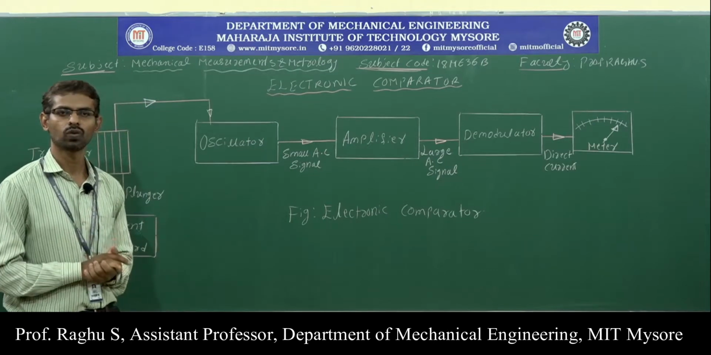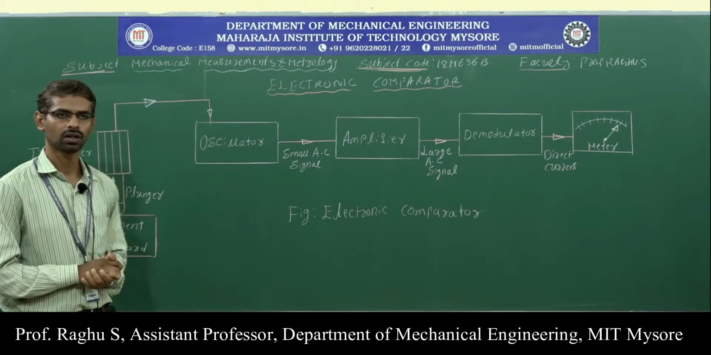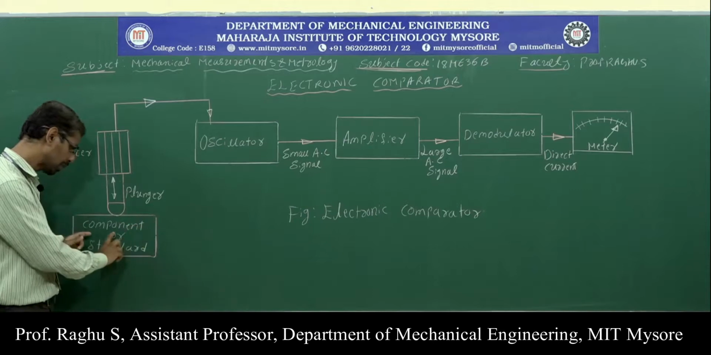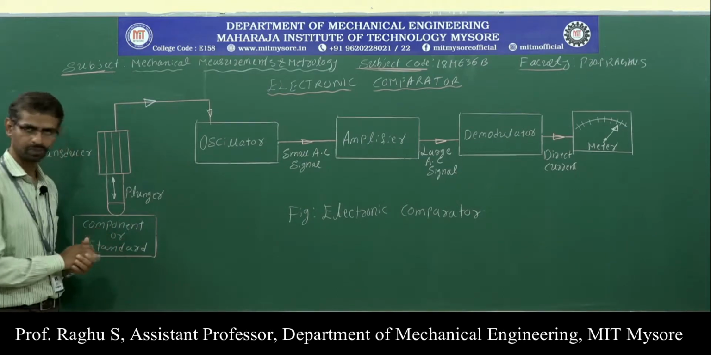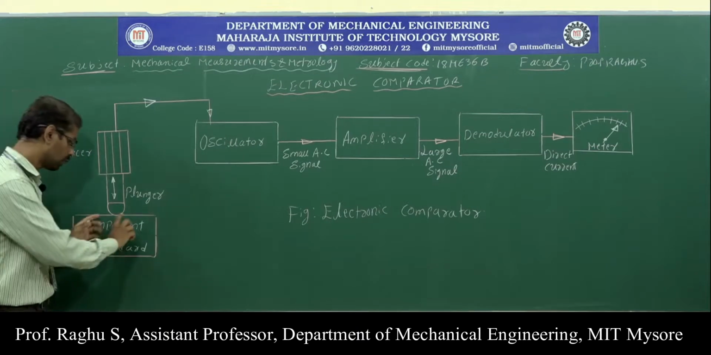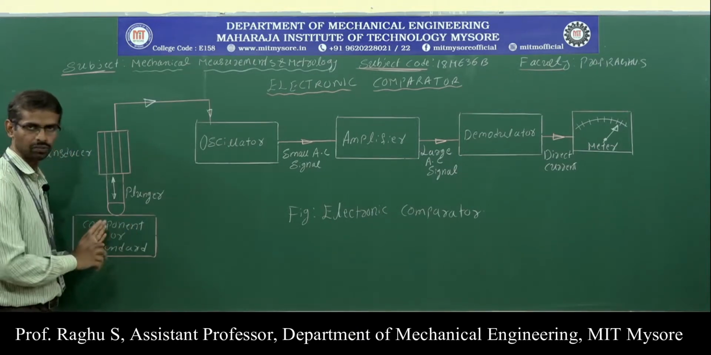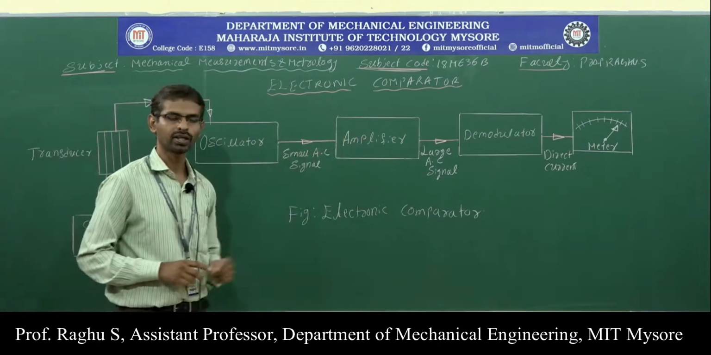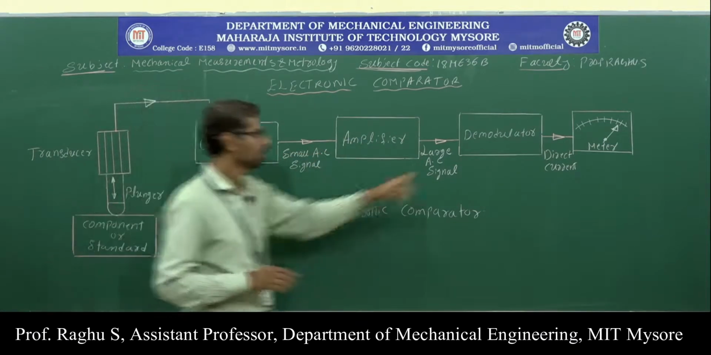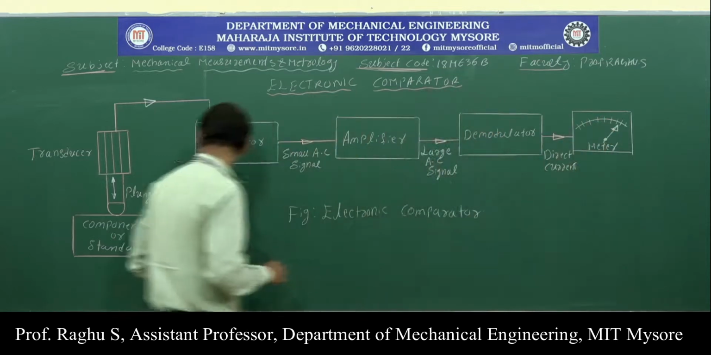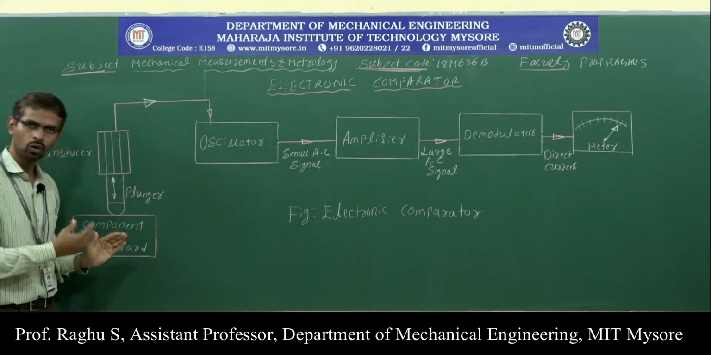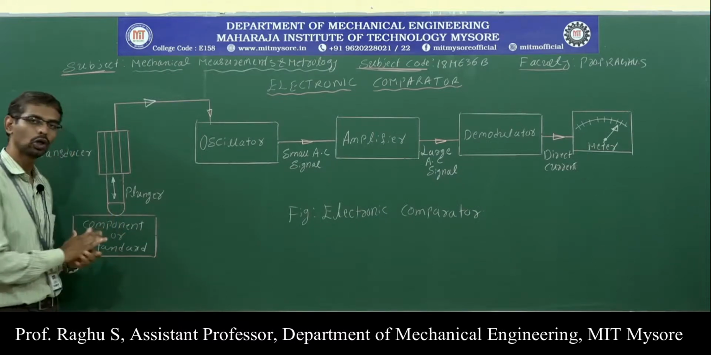Now let us discuss the working of the electronic comparator. Before placing the component to be checked, first place the standard below this plunger. Now set the pointer to 0. Next, the standard is taken out, and then the component is placed below the plunger.